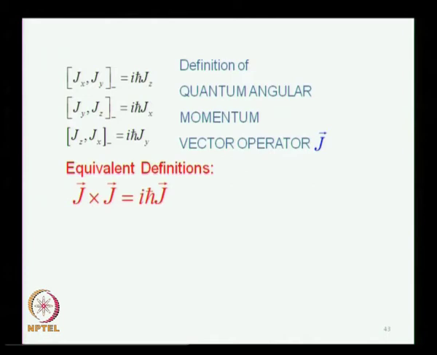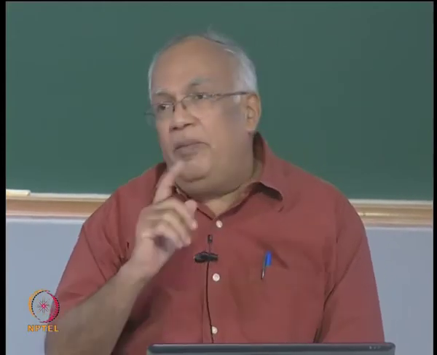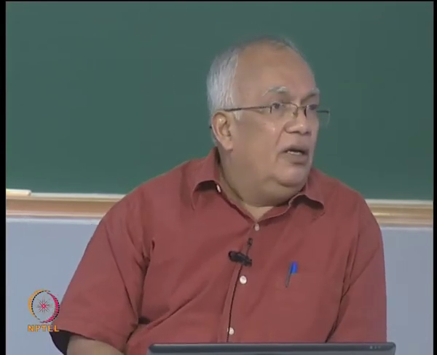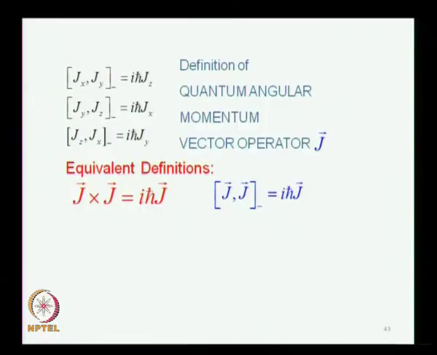In classical physics, if you were dealing with a classical vector, the cross product of any two collinear vectors, let alone itself, would vanish, right? But angular momentum is a peculiar one, and this definition is completely equivalent to the commutation rules definition. You can get one from the other and vice versa. You can also define it through this commutator, that the commutator of J with J is equal to iħ J.